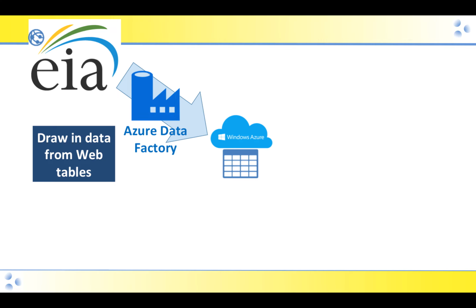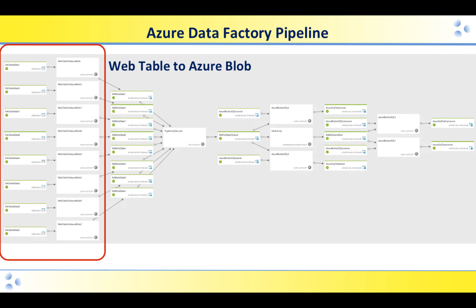I've worked on productionalizing this solution so that I'm using the Azure Data Factory so that this is set up to be an automatic system where the Azure Data Factory will draw in data from web tables from the Energy Information Administration and send them to blob storage on Windows Azure. And I'm going to show the pipeline architecture as I'm going throughout the course of this demonstration.